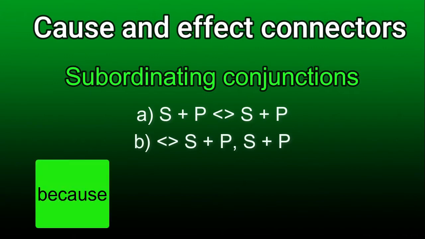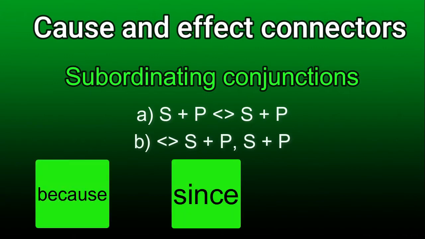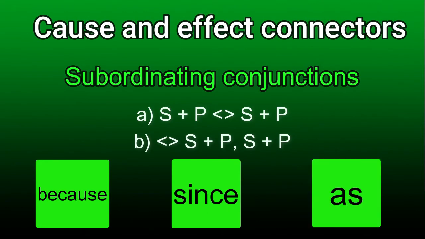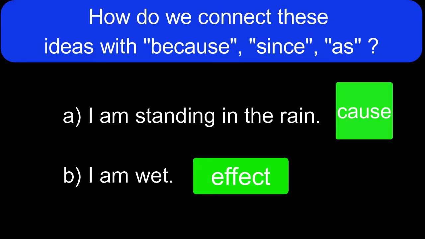The subordinating conjunctions for cause and effect are because, since, and as. How do we show cause and effect with because, since, as? How do we connect these ideas?